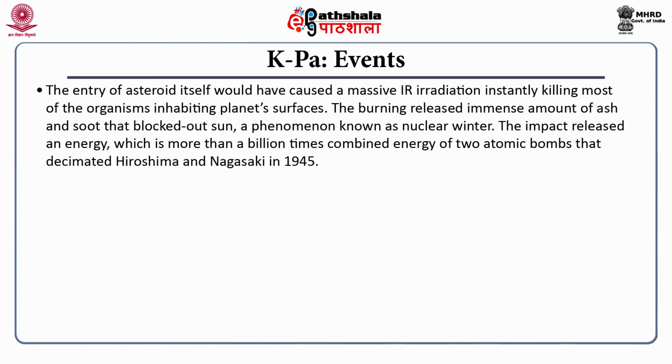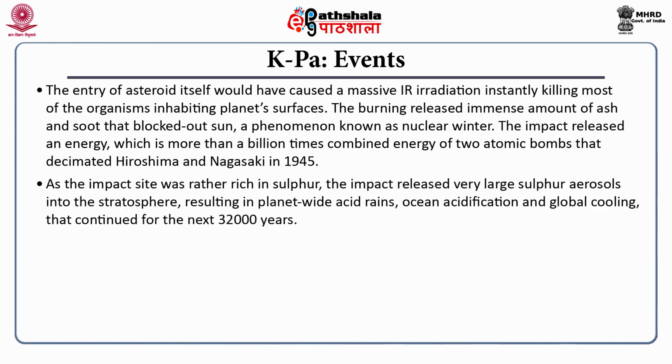The first one is that when this particular asteroid hit, it might have caused a massive infrared irradiation, instantly killing most of the surface dwelling organisms on planet Earth. The burning released an immense amount of ash and soot that blocked out the sun, a phenomenon known as nuclear winter. Sun rays cannot actually come in because of the ash layers; a layer of ash prevents the incoming of the sun rays. So, it is pitch dark throughout the earth. It might have drastically brought down the temperature of planet earth. So, glaciation happened. The impact site was rather rich in sulfur.